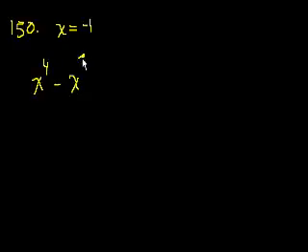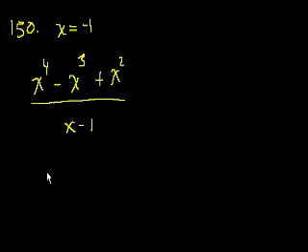Problem 150. If x is equal to minus 1, then x to the fourth minus x to the third plus x squared, all of that over x minus 1 is equal to what? So x to the fourth is 1. X to the third is minus 1, right? But then we're going to minus that. So this whole thing is going to be plus 1.